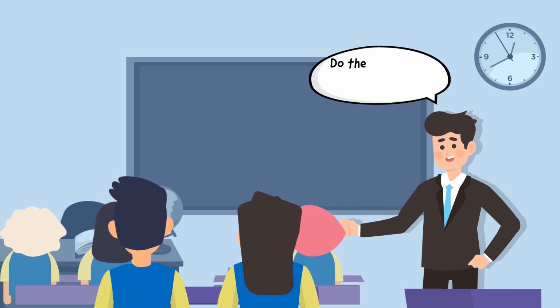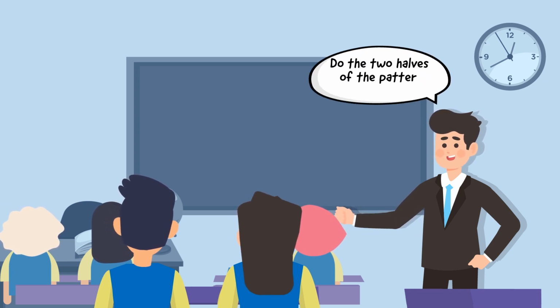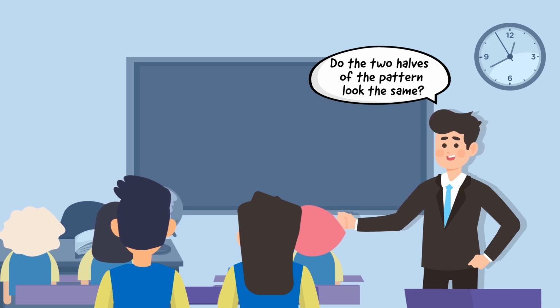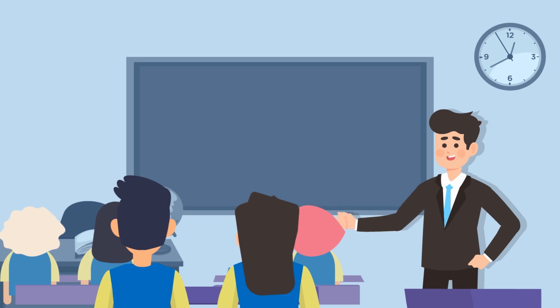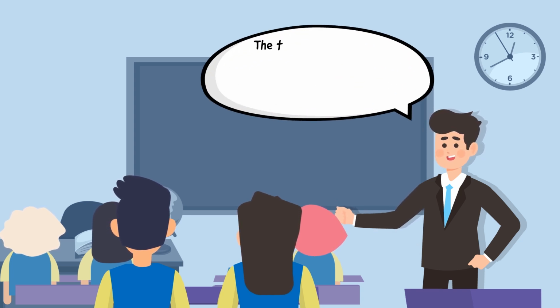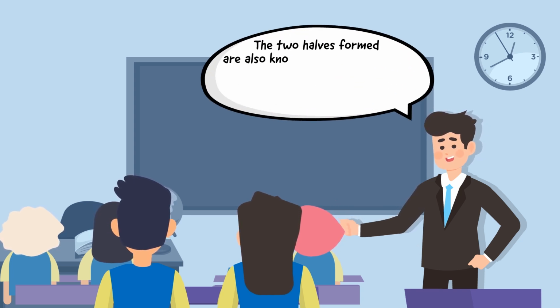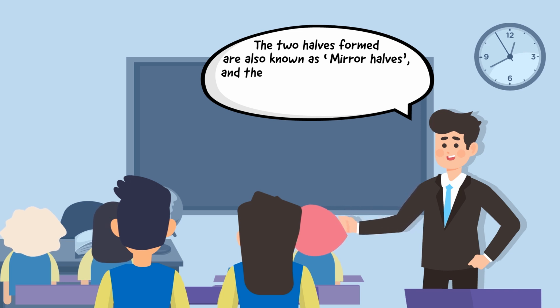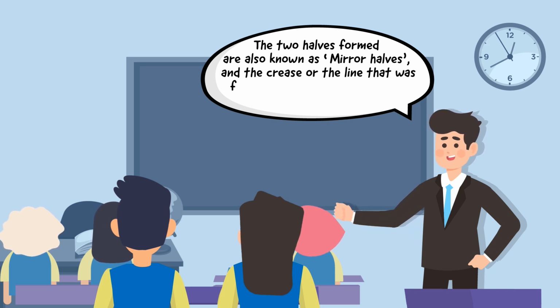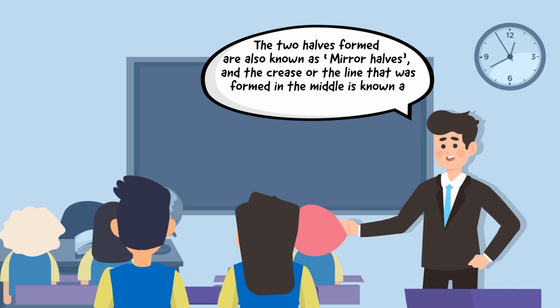Begin by inquiring if the two halves of their patterns look the same. The students may respond by saying yes. At this stage, inform them that the two halves formed are also known as mirror halves, and the crease or the line that was formed in the middle is known as the line of symmetry.